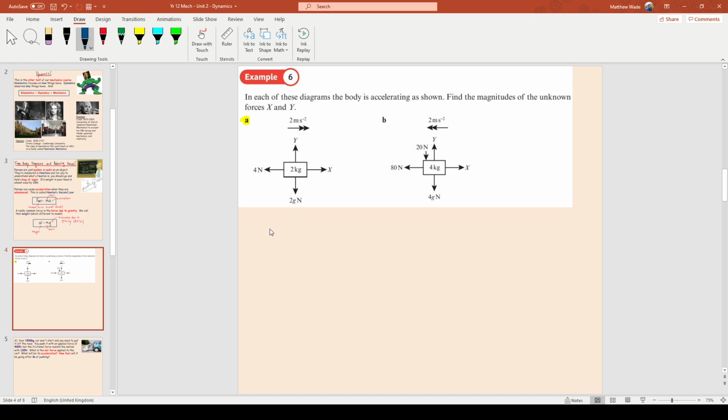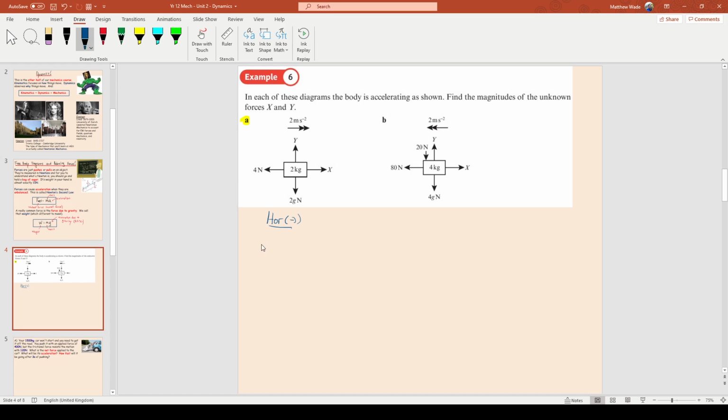X is fully in the horizontal direction. So here's what you write. You write down "hor" for horizontal. And you pick a direction that you want to be positive, just like when we did the SUVAT equations. Well, it's accelerating to the right, so I'm going to pick right to be positive. That's step one. Step two is this.